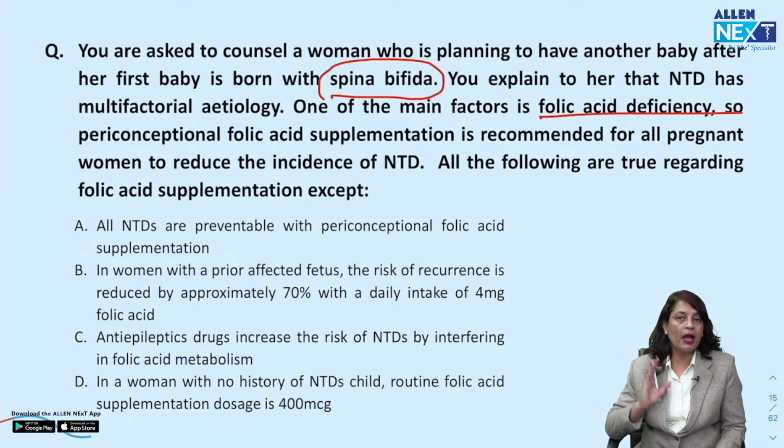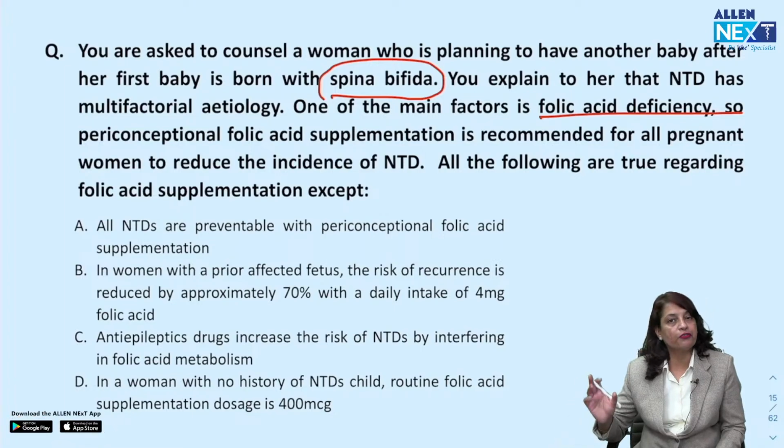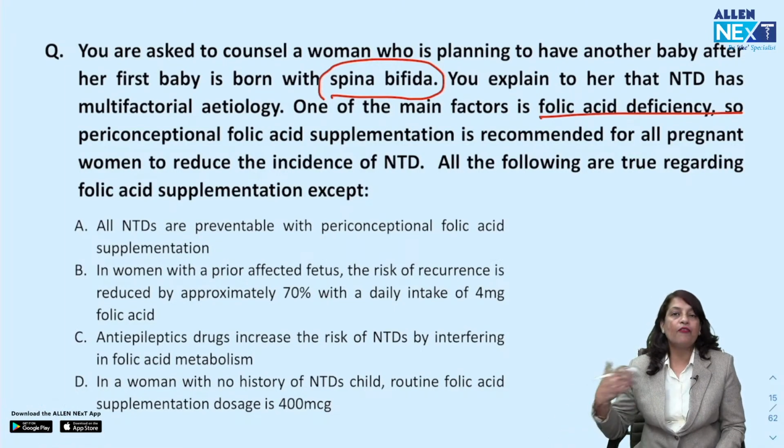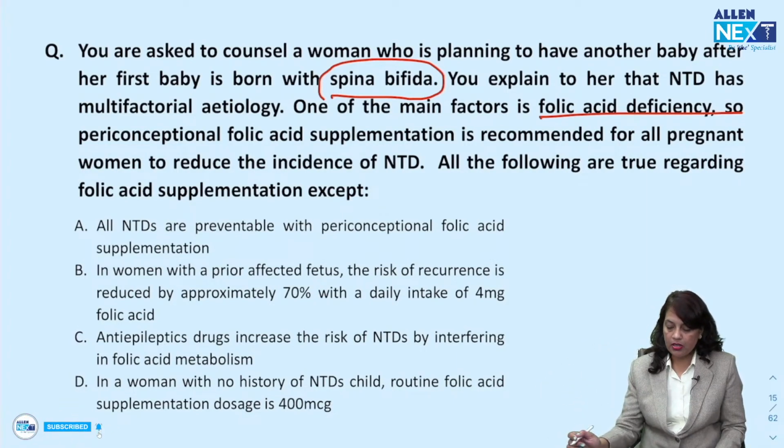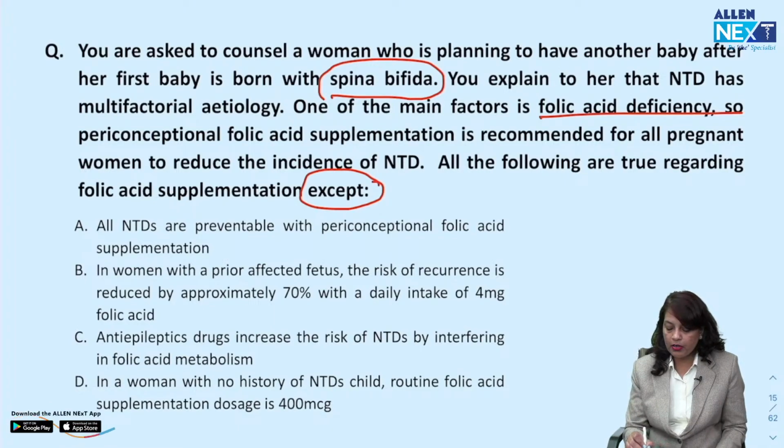2 months before planning the pregnancy, and she should continue the therapeutic folic acid during the organogenesis period, that is for the first trimester of pregnancy. After that, she should switch over to iron folic acid combination and calcium supplementation. So let us see, preconceptional supplementation is recommended for all pregnant ladies to reduce incidence of neural tube defects. What is true of all of the following except? All neural tube defects are preventable by preconceptional folic acid?